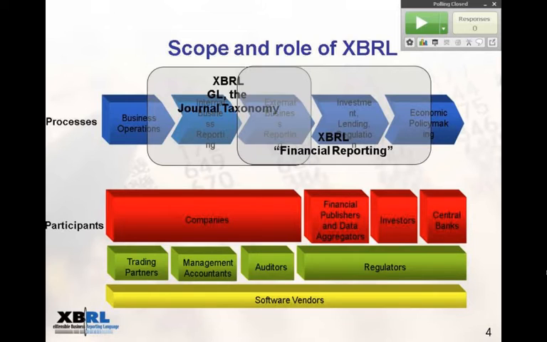Everyone knows what a PDF is, correct? Why don't we just use PDFs? Can someone answer me that question?